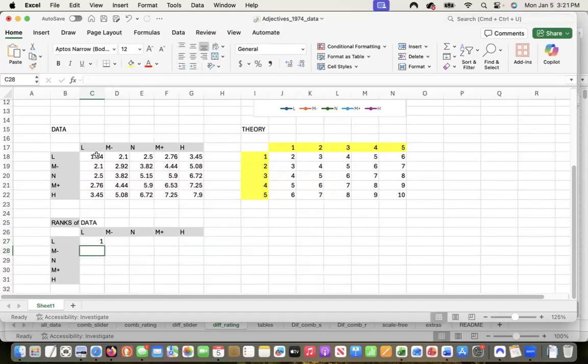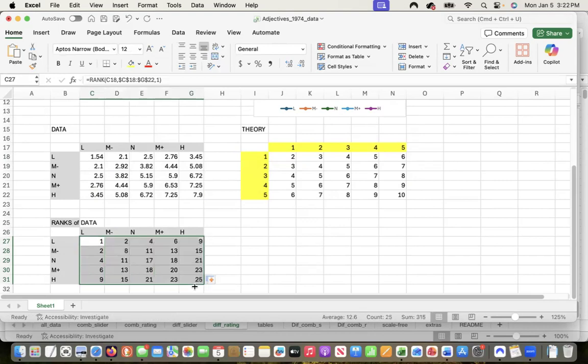And so the 1.54 has the rank of 1. It's the smallest number compared to these 25 numbers. And then I'll use autofill to fill in the rest of this matrix. I get the little plus in the corner, and I drag it across, and I get the ranks. And it goes from 1 to 25. And let me see what I did. I just have the regular old rank function here.